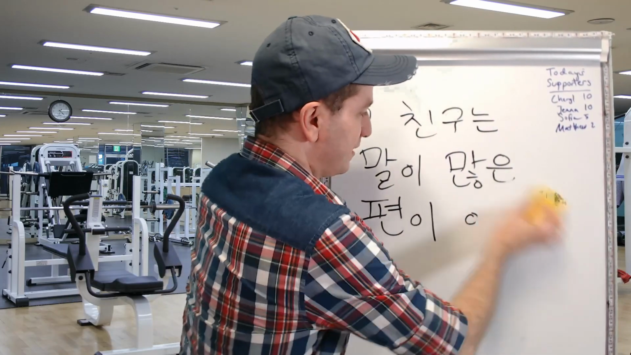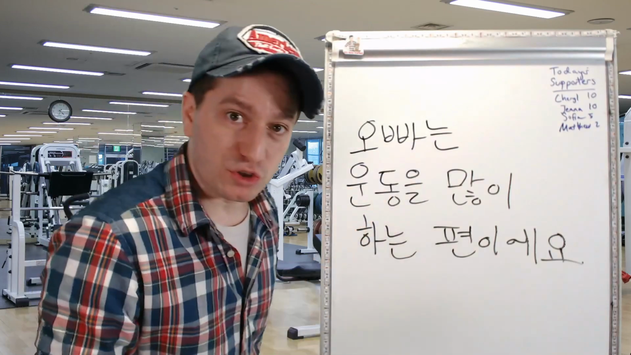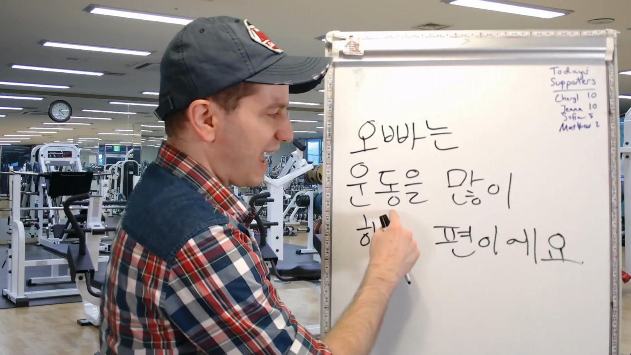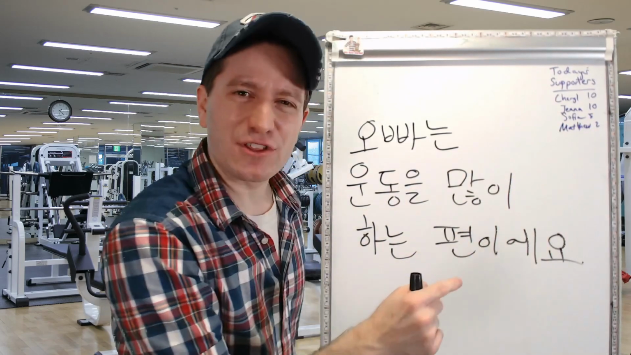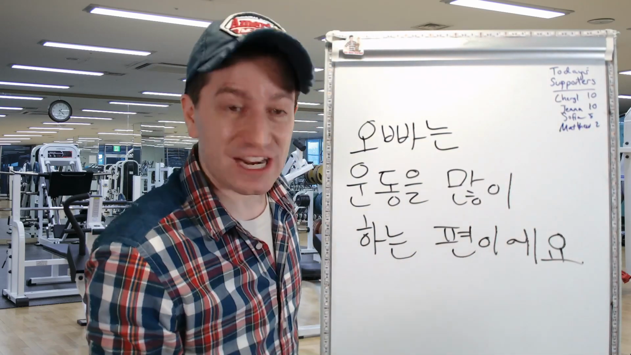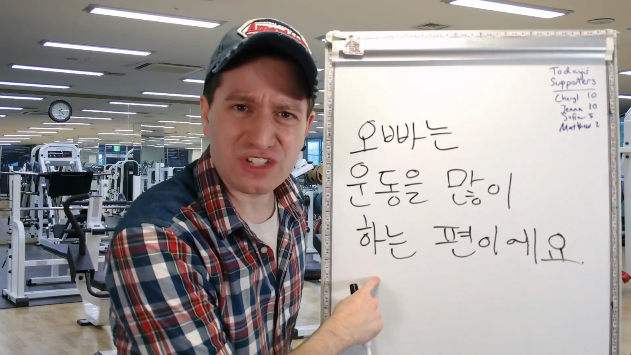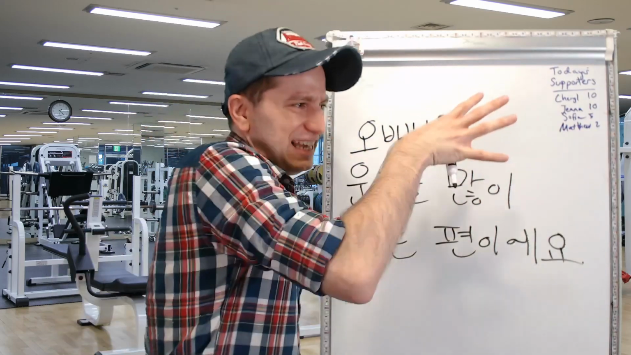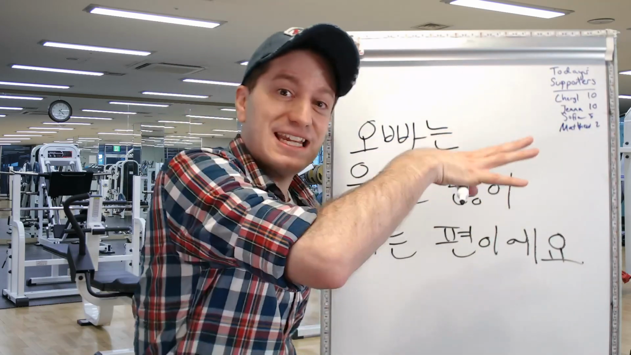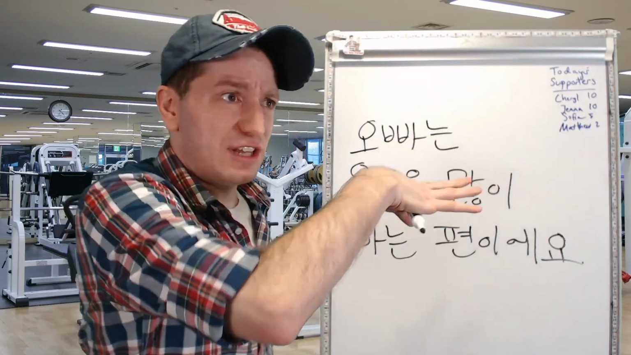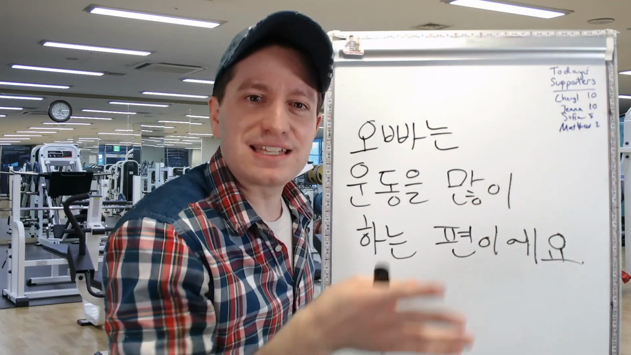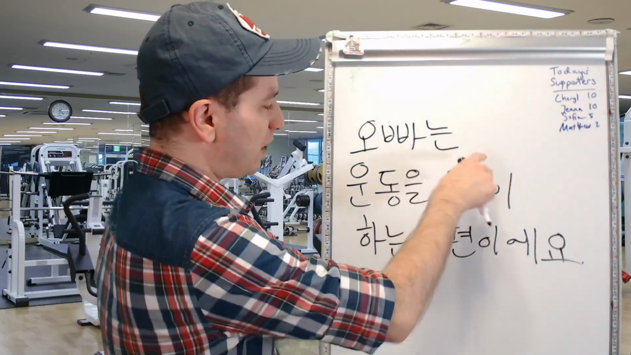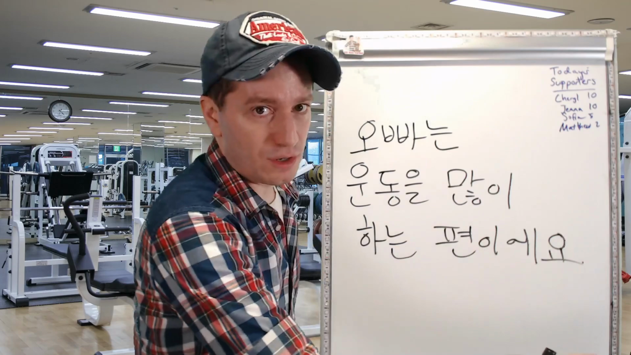Let's do the next example. 오빠는, my older brother, 운동을 많이 하는 편이에요. 운동, exercise, 많이. Notice how there's an adverb in here because we're using it with an action verb. So 운동하다, to exercise. 하는 편이에요. He is on the side, he leans toward exercising a lot. So he relatively, somewhat, exercises a lot. He tends to exercise a lot. 오빠는 운동을 많이 하는 편이에요.